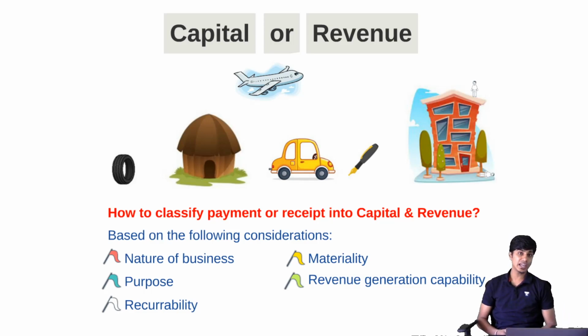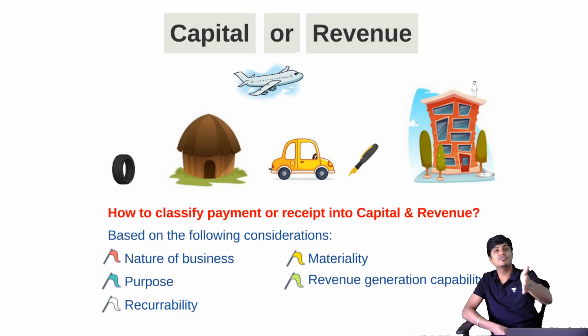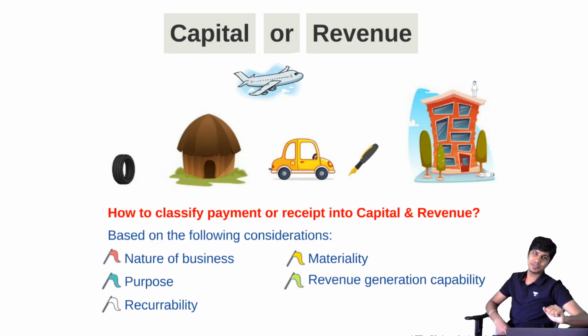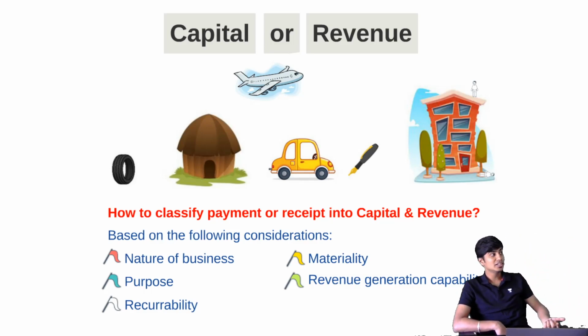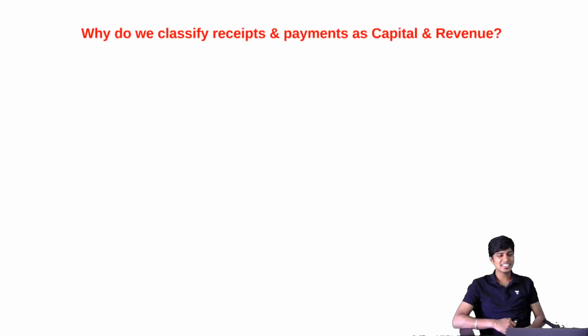And there are a couple of times in the CA Foundation examination all by itself, the question is just this, meaning how to classify the item into capital or revenue. Tell me the considerations. That's the question they've asked. For which the answer will be nature of business, purpose, recurrability, materiality, and revenue generation. So remember these five pointers. This is going to save your time, and then someday it might get you 4 marks in the examination. Got it, guys? Fantastic. Let's see the next part.